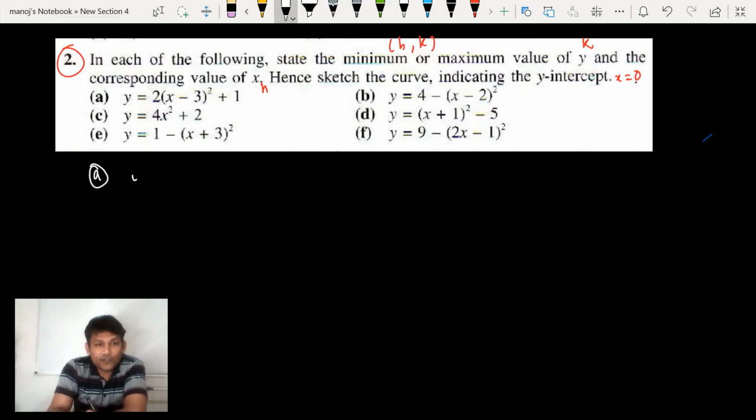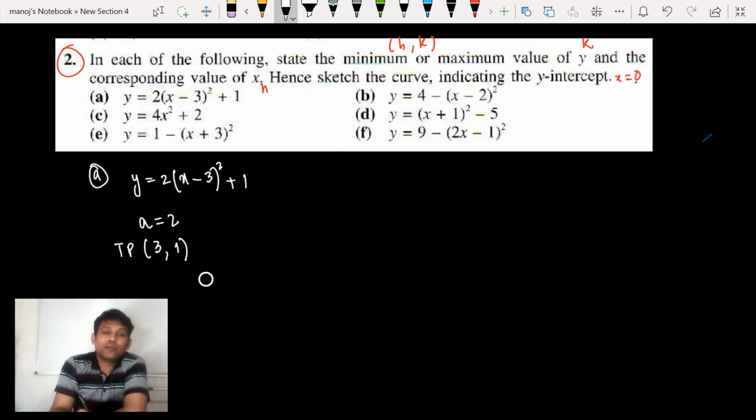When we have this situation, y equals 2(x minus 3) whole square plus 1, I have to decide the value of a is 2. This is the value of a. The turning point (h, k) is very important. The turning point: this minus always changes the sign, so 3, and this will remain the same, so the turning point is (3, 1).